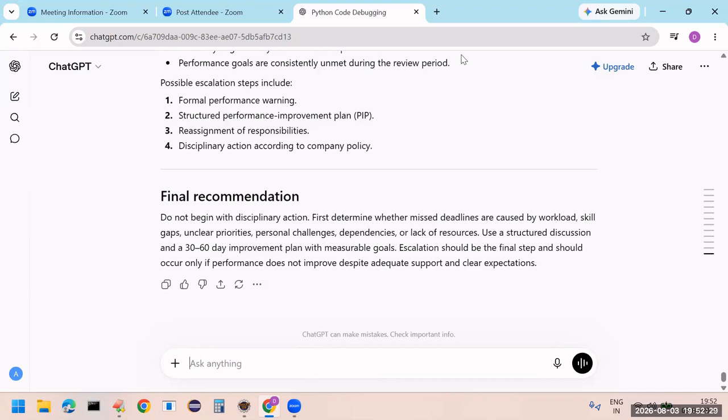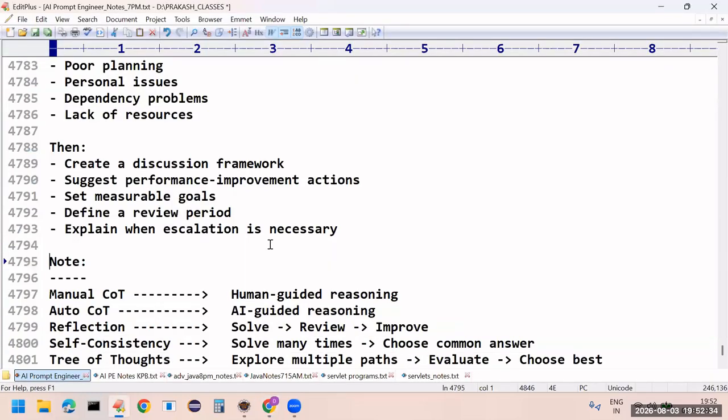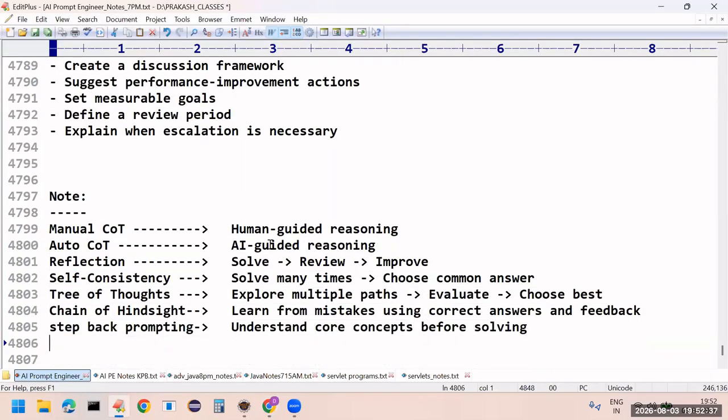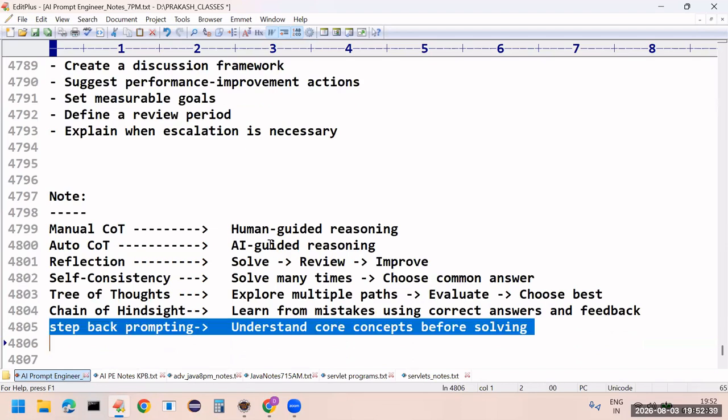Now, sir, you can see the final note here. I just added step back prompting. Already we have so many reasoning promptings. In a single line, if I want to define step back prompting, what can I use? Understand the core concept before solving the given problem. You have to understand the core concepts before solving the problem. This is nothing but step back prompting.